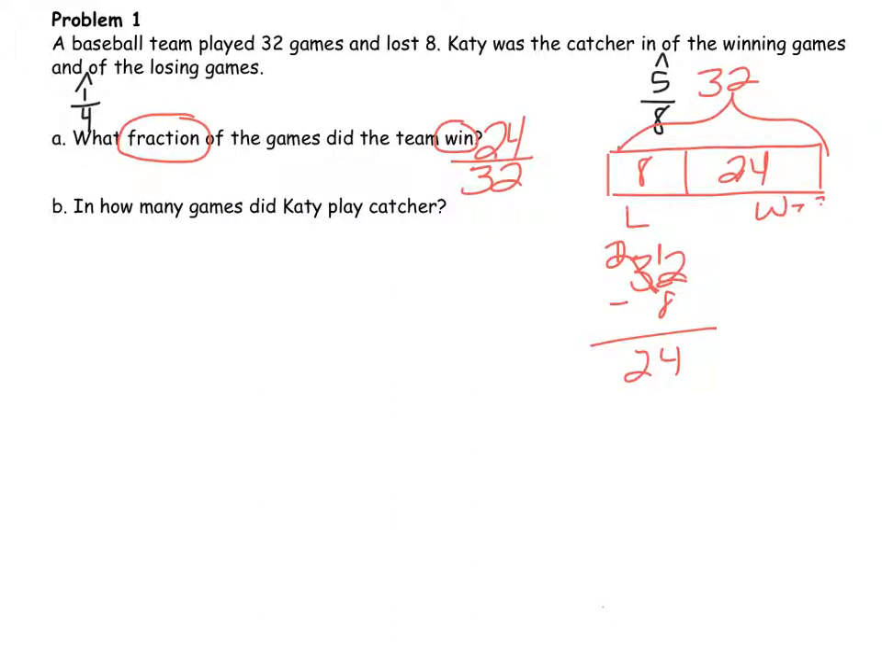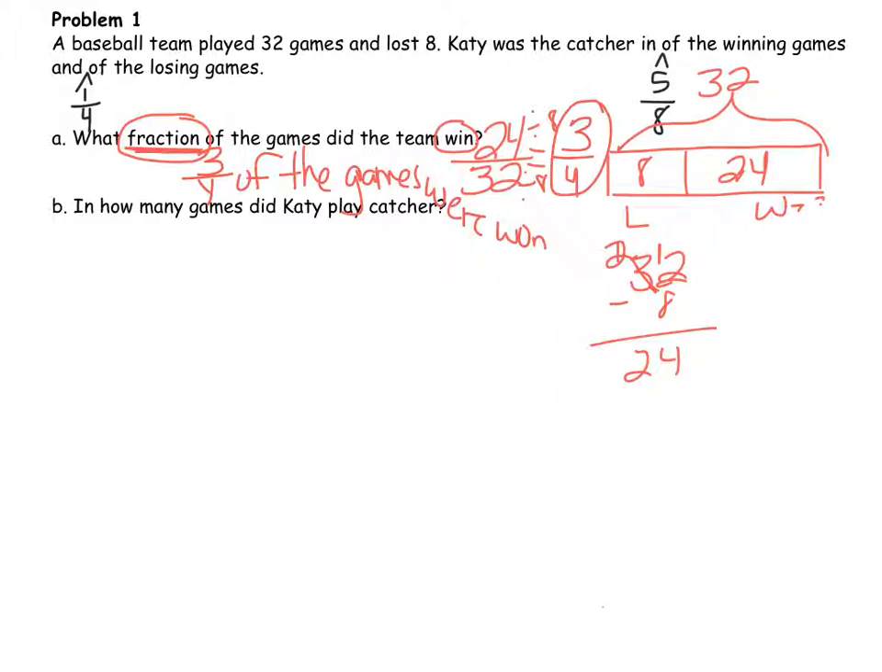So 24 over 32, but I know this will shock you. I need it to simplify. So what's my greatest common factor that can go into 24 and 32? 8. Divide by 8. Divide by 8. 24 divided by 8 is 3. 32 divided by 8 is 4. So what fraction of the games did the team win? So I had to pay attention again that it's asking fraction, not how many games. And it's 3/4. So 3/4 of the games were won. Period. Gotta have my answer statement even though I didn't give myself much space.